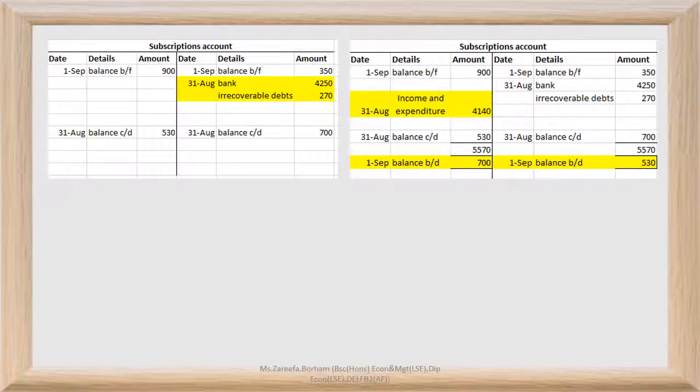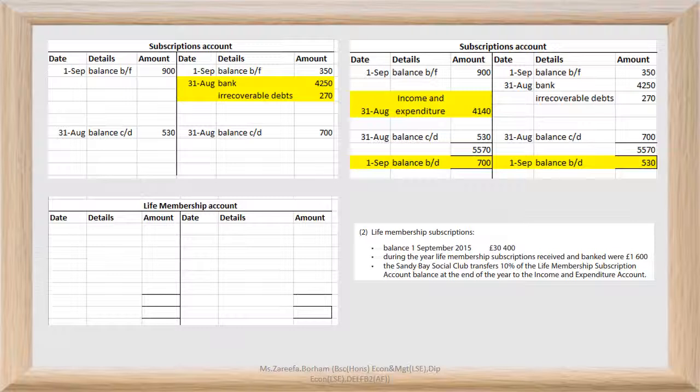Having recorded all of the information related to the subscriptions account, now you should balance it off and calculate the subscriptions figure to be transferred to the income and expenditure account. Part 2 of B asks us to prepare the life membership account. In this case, once again you have to draw a simple T account and identify the information relevant to the life membership. In this case, information 2 has all details about life membership.